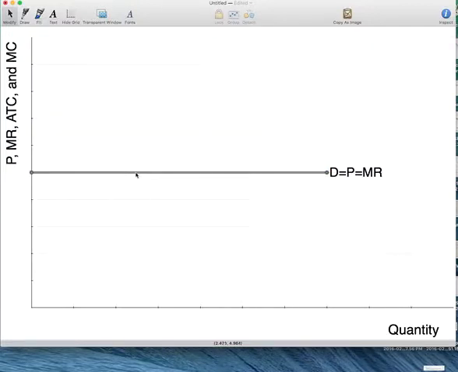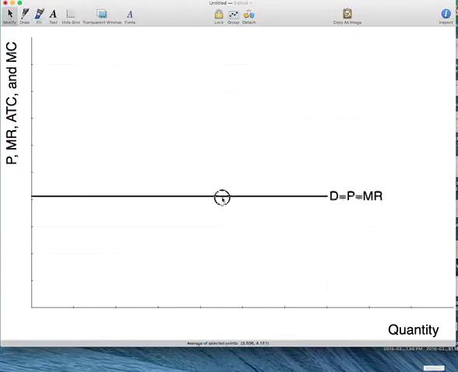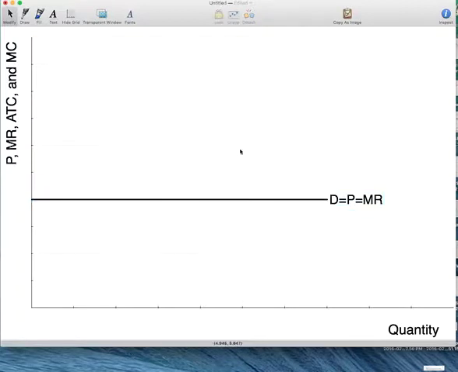Make sure you remember that. That's the first thing that you should realize as soon as you hear a perfectly competitive marketplace, that demand is equal to price is equal to marginal revenue, and it is horizontal. Let's illustrate a firm, and let me actually move this down to here. It might be a little bit easier to illustrate doing that.